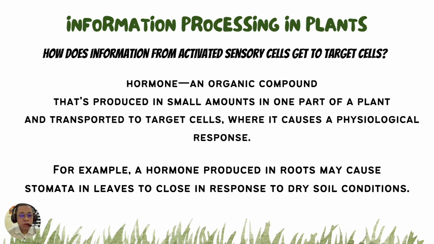We are familiar with hormones. It is an organic compound that is produced in small amounts in one part of a plant and transported to target cells, where it causes a physiological response. For example, a hormone produced in roots may cause stomata in leaves to close in response to dry soil conditions. If there is summer or if the condition of the soil is dry, the stomata in leaves must close to avoid dehydration of the plant.